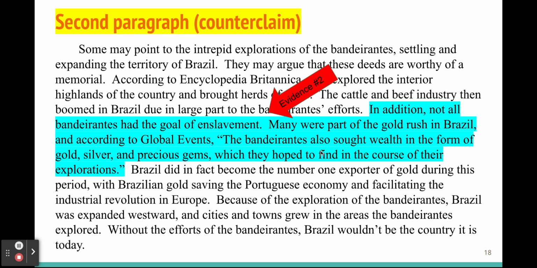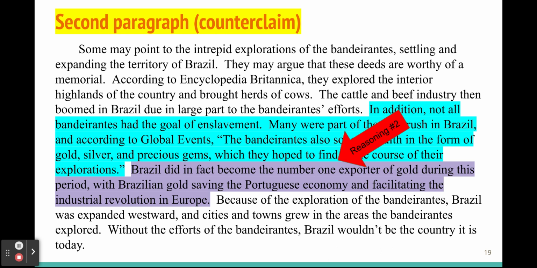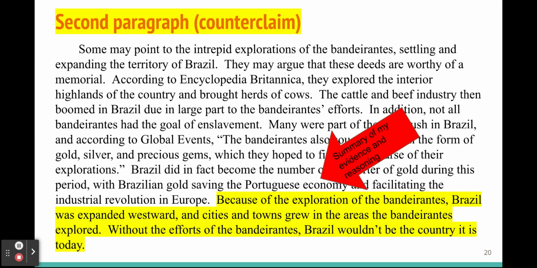All right, what comes after every evidence? Reasoning. Brazil did, in fact, become the number 1 exporter of gold during this period, with Brazilian gold saving the Portuguese economy and facilitating the Industrial Revolution in Europe. Why does it matter that they sought gold? Well, this was a big benefit to the country that at that time ruled Brazil, Portugal. Okay. Now I'm coming near the end. You can tell I'm getting to the bottom. What now? Well, now I'm going to do this. I'm going to summarize my evidence and reasoning so far.